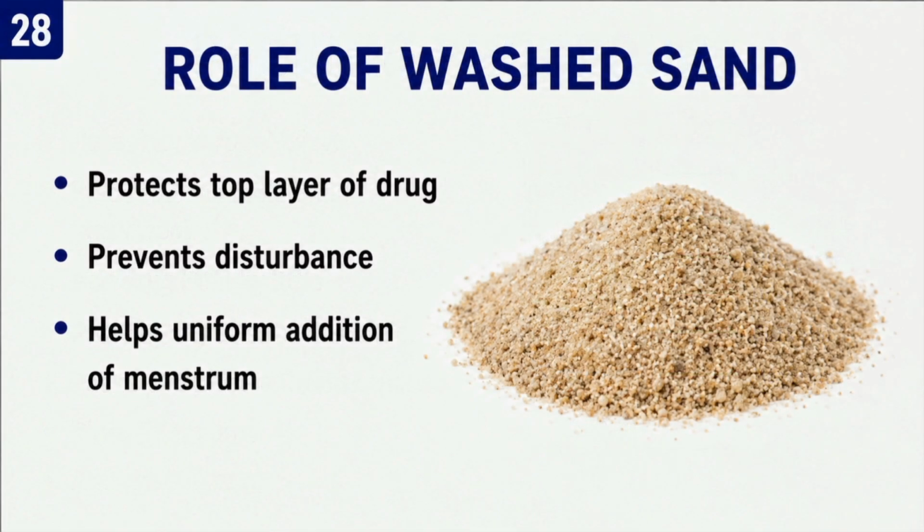Role of washed sand. Washed sand protects the top layer of the drug. When the menstruum is poured directly on the powdered drug, the surface may become disturbed, so channels can form. The solvent may follow these channels instead of passing uniformly through the drug bed. Washed sand distributes the menstruum more uniformly. Imagine pouring water directly onto loose soil. A hole may form. But if the water is gently distributed, penetration is more uniform. This is the role of the washed sand.